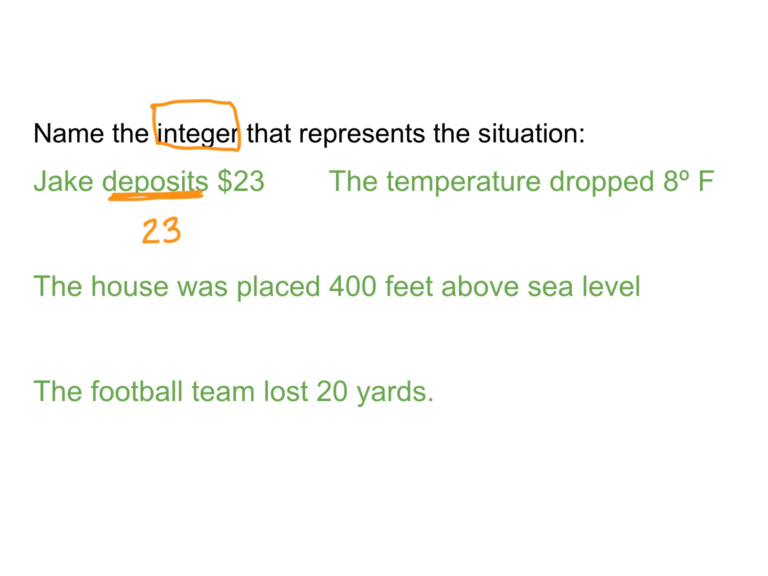The temperature dropped, code word, meaning negative 8 degrees, so negative 8. The house was placed 400 feet above sea level, so 400. These code words should be in your notes. If they're not, you should write some down for your notes. The football team lost 20 yards, so a loss would be a negative 20.